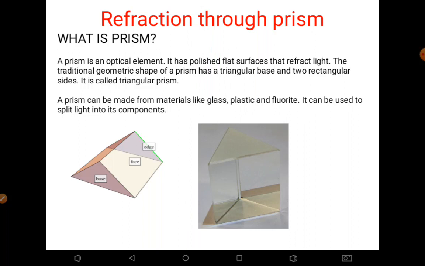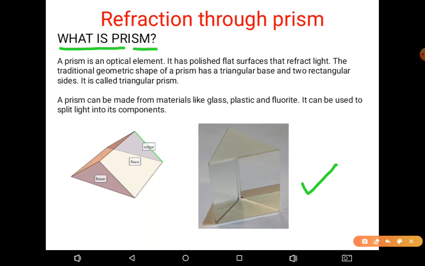And this triangular prism, you have studied earlier in 10th class as well. When white light passes through the prism, it splits up into 7 colors, and that is how the rainbow is formed. There are some phenomena related to dispersion of light, and the 7 colors are called the spectrum of light. So first of all, what is a prism?